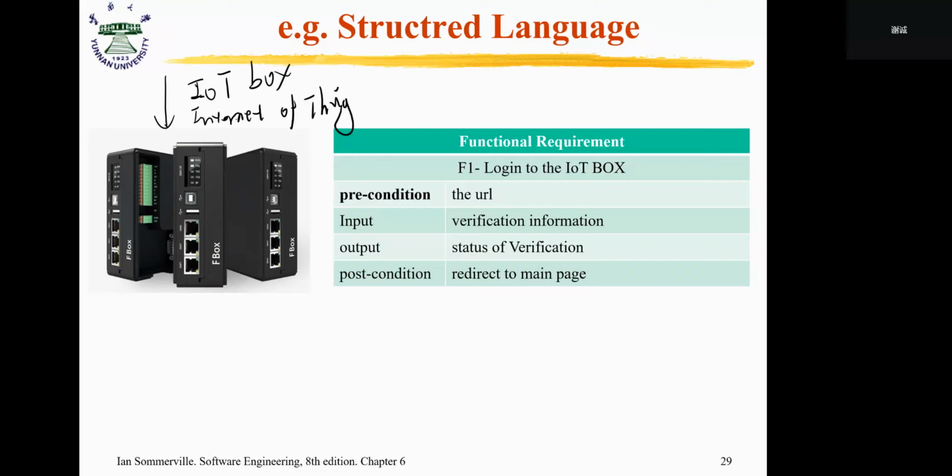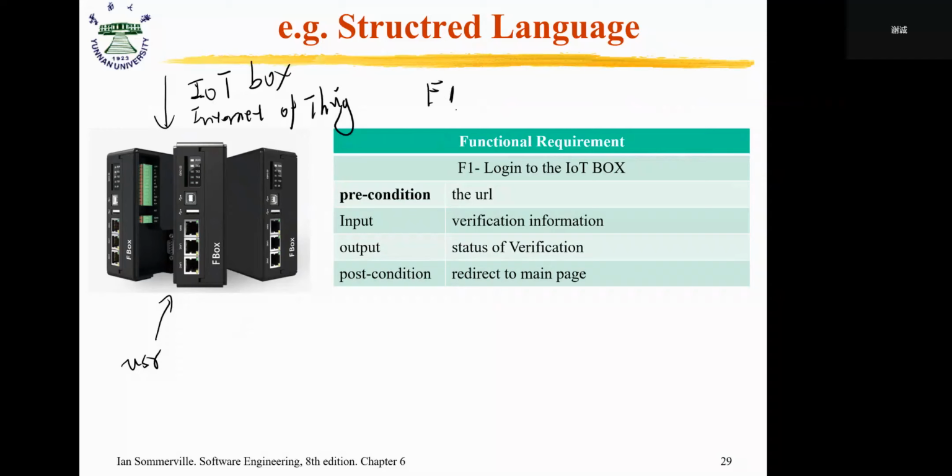IoT box. It's a kind of device. This device provides many functions. One function is to log in. Users can log into each box with some verification information. So when you describe the login requirement, I say this is function one.